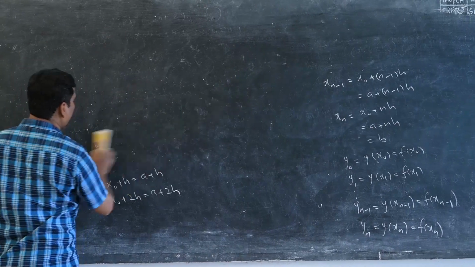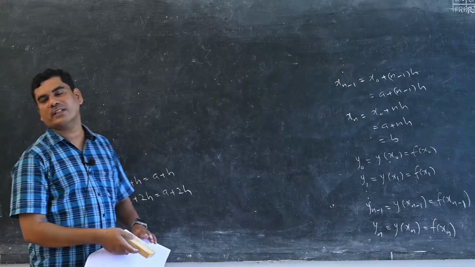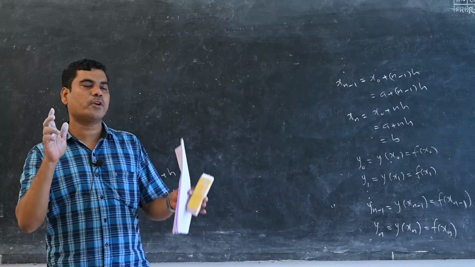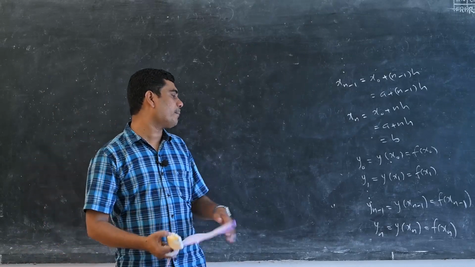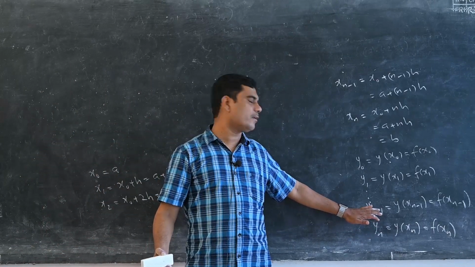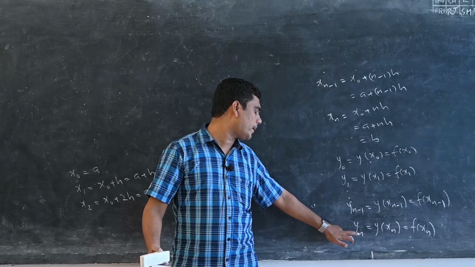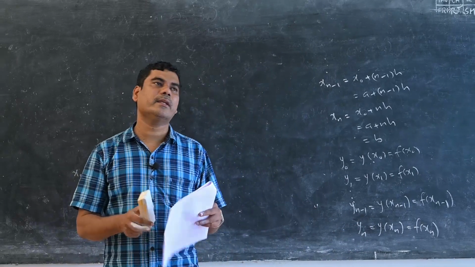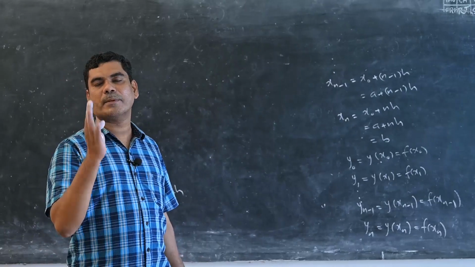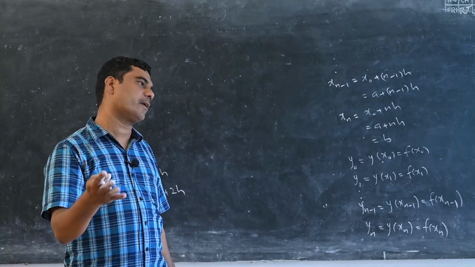Now, for Simpson's rule, you have to note that n must be even. For Simpson's rule, this n, that is the number of subintervals, must be an even number. For the trapezoidal rule, it can be either odd or even.